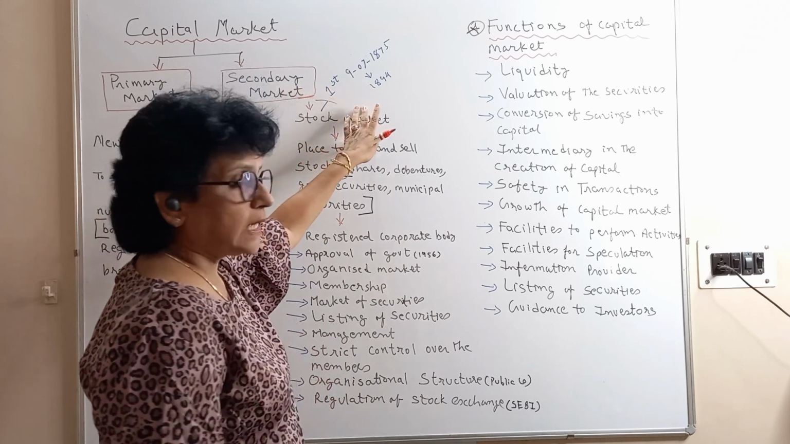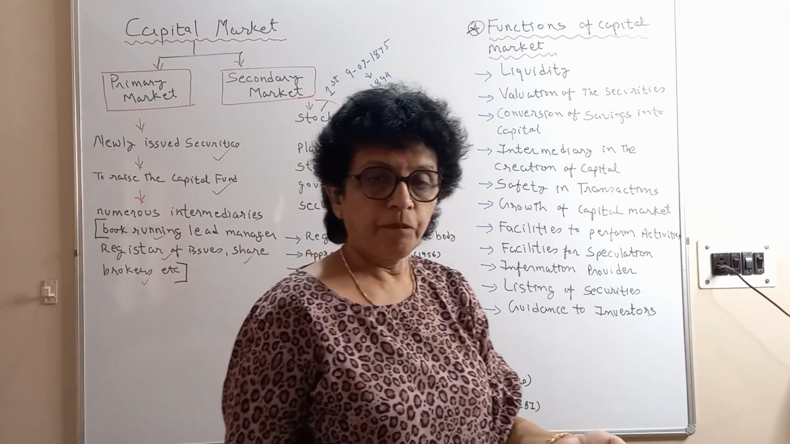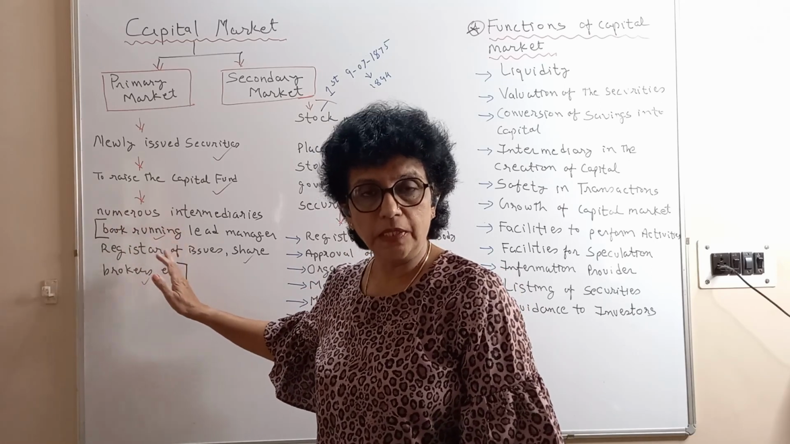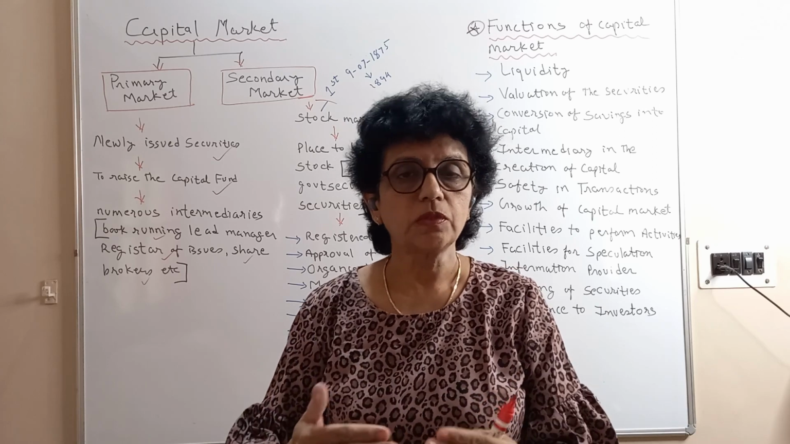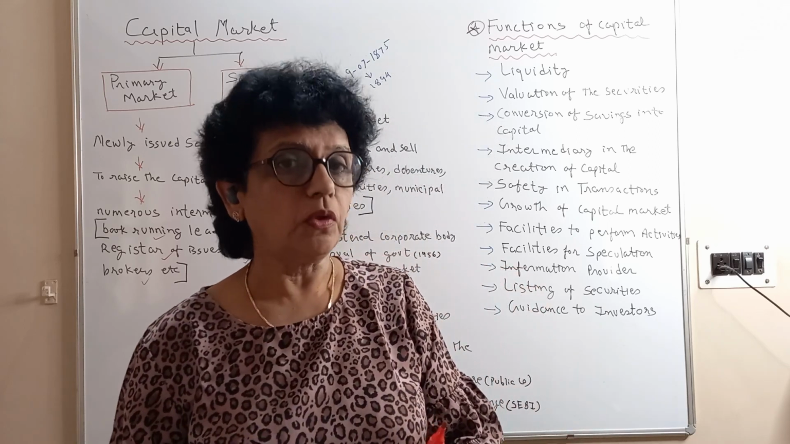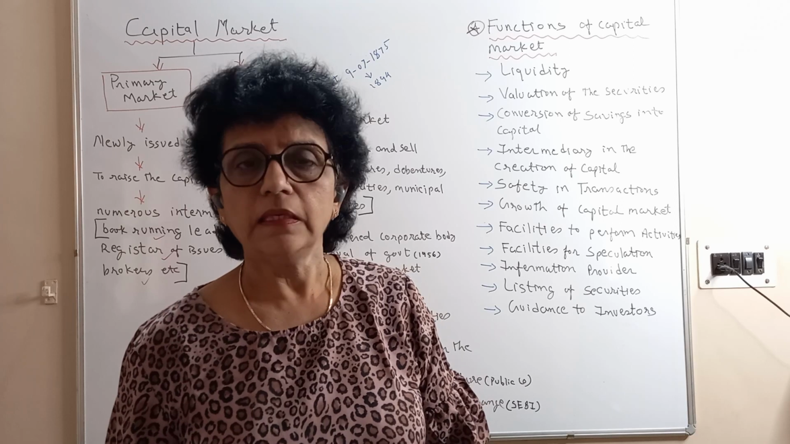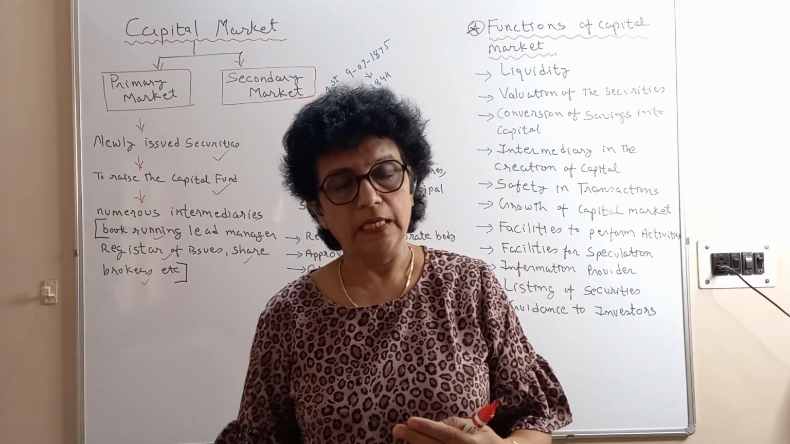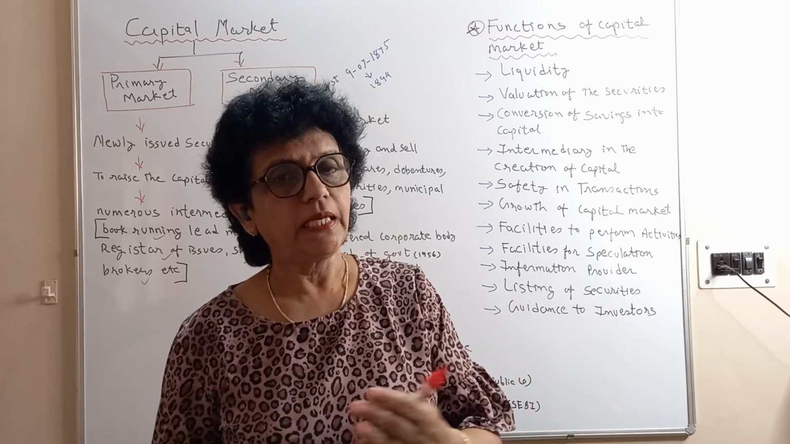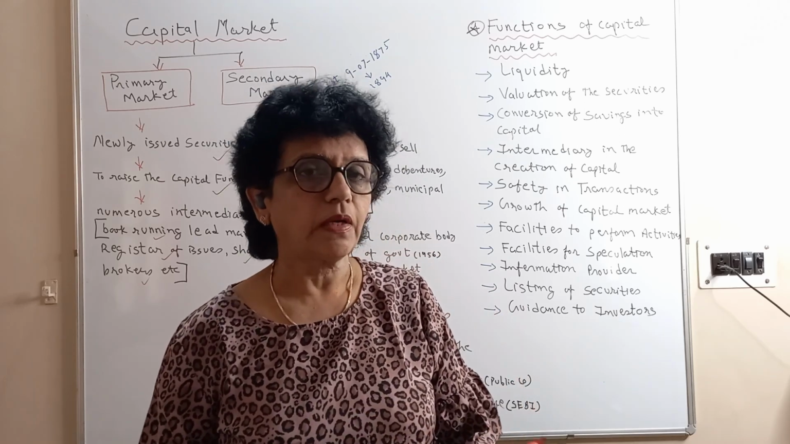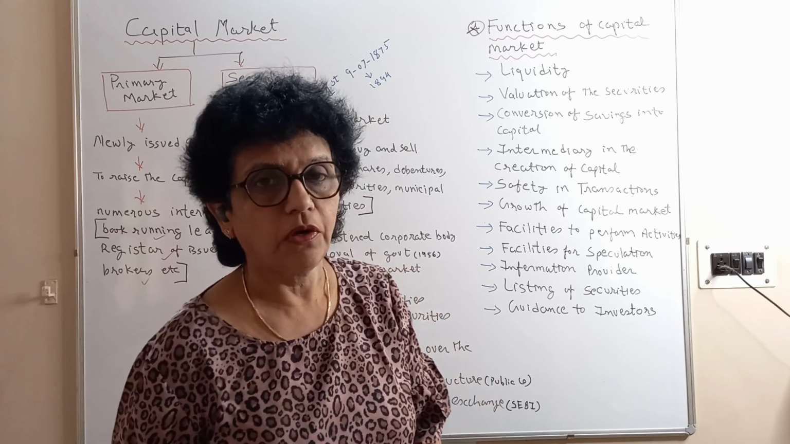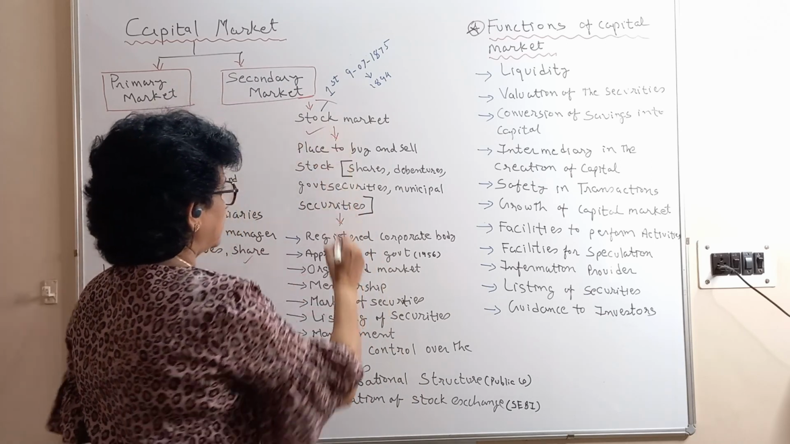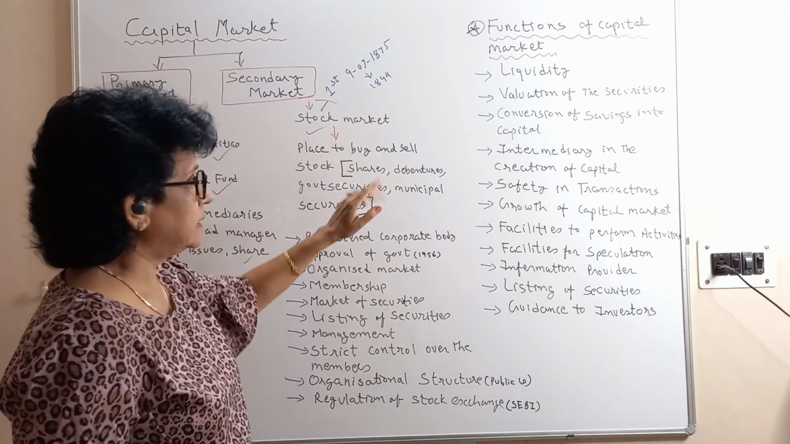So the secondary market, what exactly is its function? The first time, public issues are launched by the company. Afterwards, these issues are purchased and sold a number of times by the investors. For that, we need a secondary market. The secondary market is a place where you can trade, you can purchase and sell your securities. So this is known as the stock market. It is a place to buy and sell the stock.